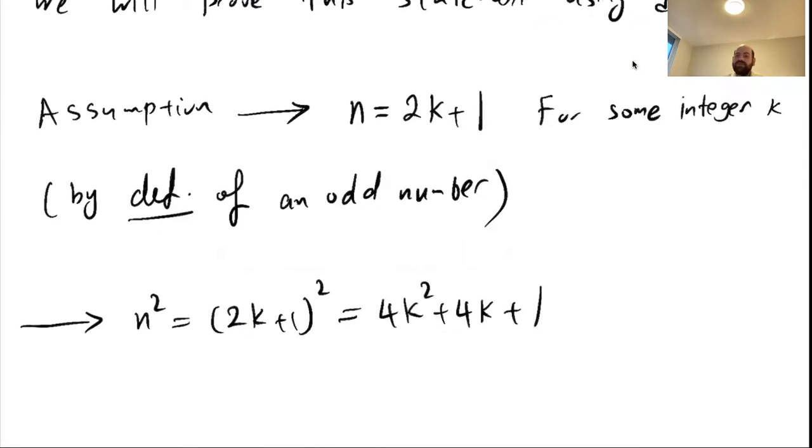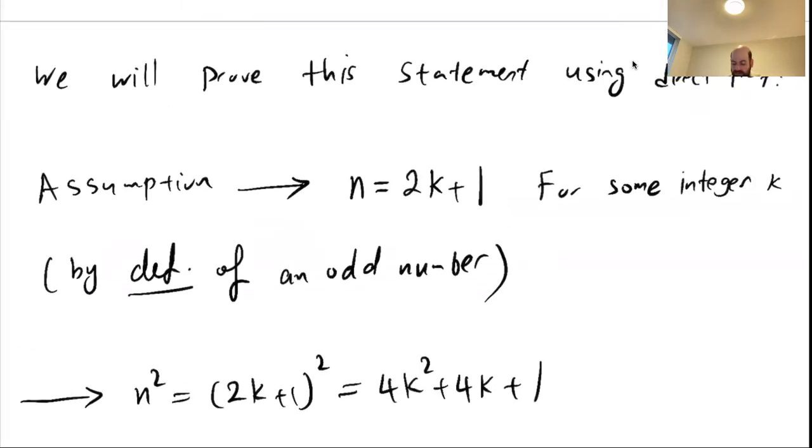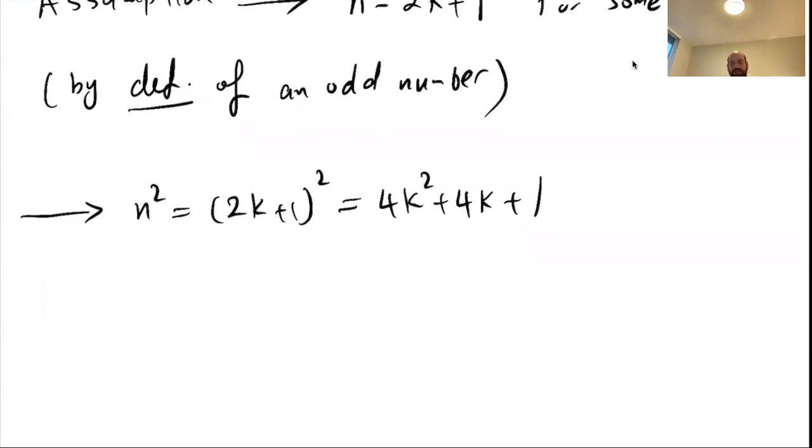Again, I have to look at the definition. What is the definition of odd? Definition of odd, as we said, is, I just wrote it here, any number of the form 2k plus 1. If I want to show n squared is odd, that means I have to show that n squared is of the form 2k plus 1. So it's just simple algebra, right? So I have 4k squared plus 4k plus 1. I want to write this number as 2 times some number, could be k, could be k prime, doesn't matter. 2 times some integer plus 1.